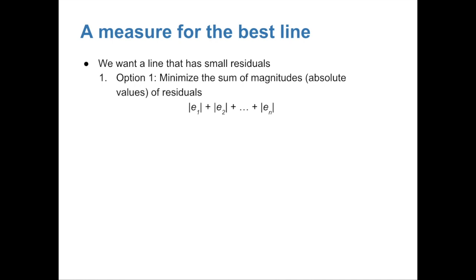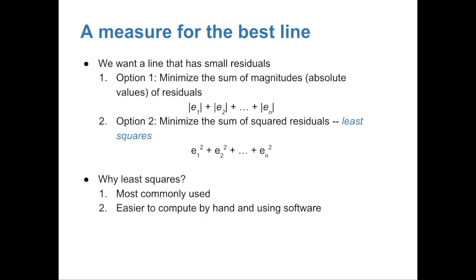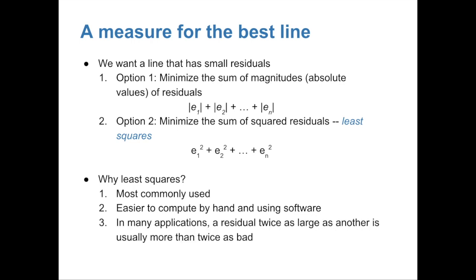In order to have small residuals, we have a few options. The first one would be to minimize the sum of the magnitudes, or the absolute values, of those residuals. Another way is to minimize the sum of the squares of the residuals, which is called least squares. Why do we care about least squares? They're most commonly used and they're easier to compute by hand and by using software. Also, in many applications, a residual twice as large as another is usually more than twice as bad.